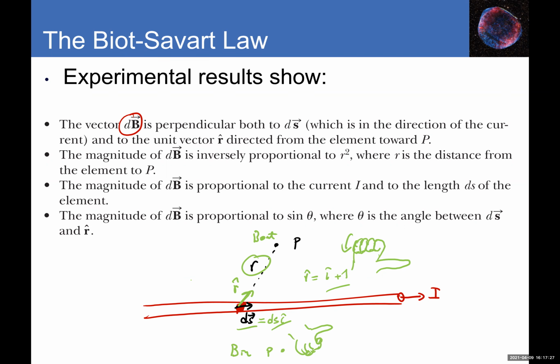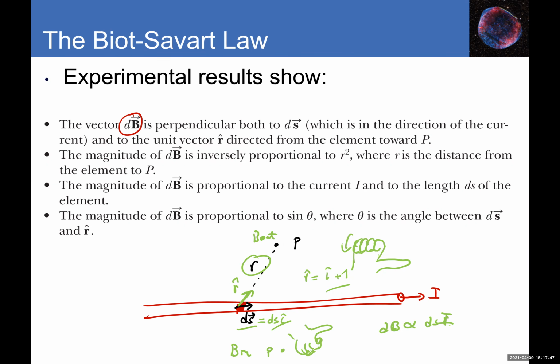The magnitude dB is proportional to the current I and to the length ds of the element. That means when we derive the equation, it will be proportional to ds and the current, I ds. That means it will be proportional to the product I ds.